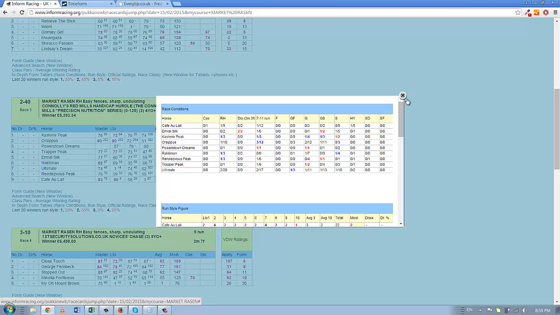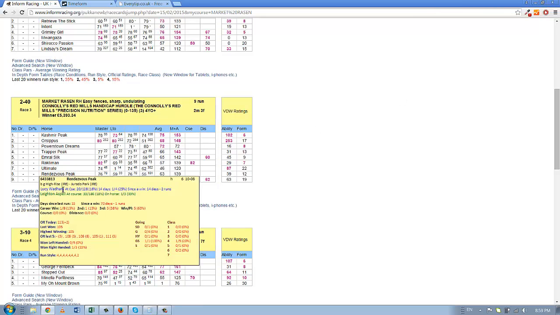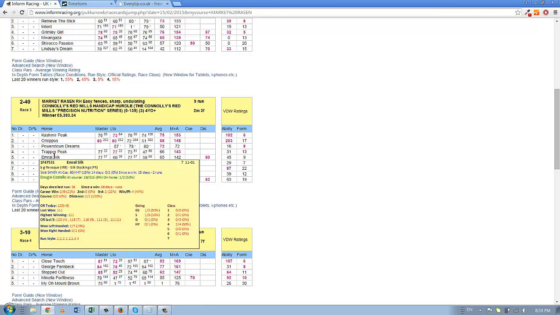Now we need to back up this data. So let's look at the stats, because you can filter by every horse here. So I'm going to look at Emerald Silk here, and we can see straight away, if we look at it, 1 left-handed, 2 from 7. 1 right-handed, 0 from 2. So straight away we can see that he has a preference for running left-handed. So that's enough for me.